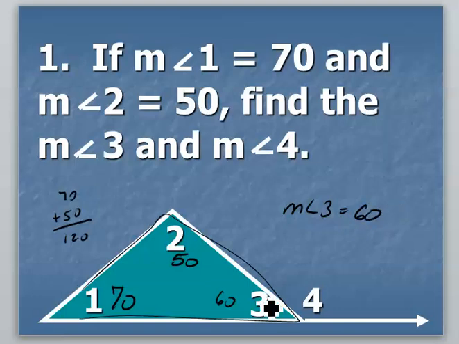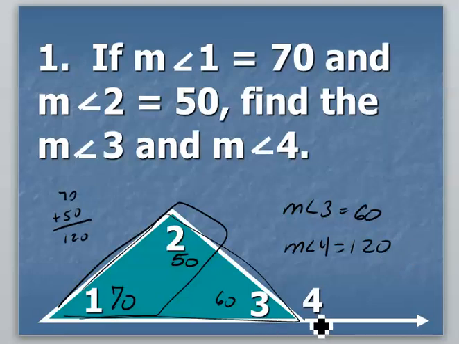I can use my new exterior theorem to find angle 4. I know that the measure of angle 4 is the sum of my two remote interior angles. So if I take the two angles I'm given and add them together, 70 and 50 is 120. I can double check that because my exterior angle and the adjacent interior should be supplementary. 60 and 120 do add up to 180. So there's lots of ways to find these, but you need to be comfortable with all three formulas in case you're not given enough information to use one that you're currently relying on.